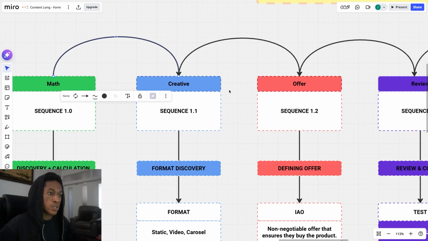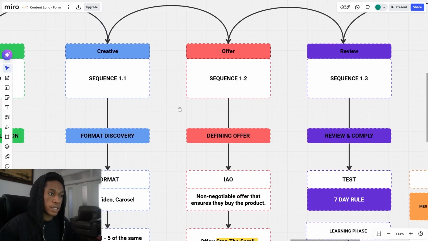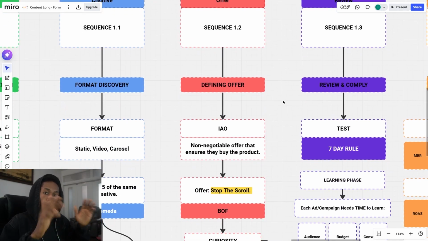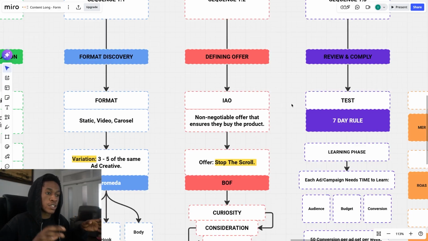So once we've done the creative, the next thing we're looking at right here is the offer. Right, so the offer is one of the most important things about the ad. That's the next sequence. So we do a defining offer, right? This is what we call an irresistible acquisition offer. It's an IAO. An irresistible acquisition offer is essentially a non-negotiable offer that ensures they buy the product.